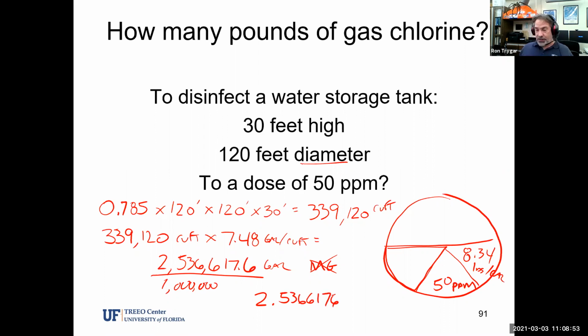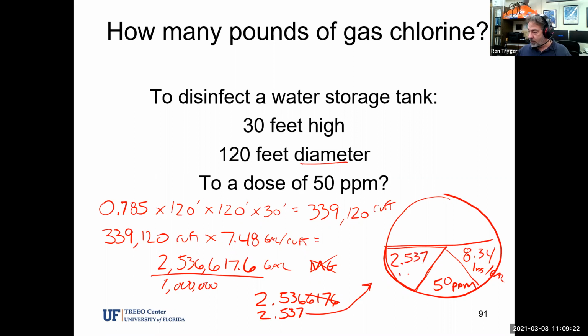So we end up with 2.5366176. That's a lot of digits. We don't have to carry all those digits into the pie chart or into the calculation. Let's drop off the 6176 and round this to an answer of 2.537. And if you guys agree to that, I'm going to plug that number in right here.